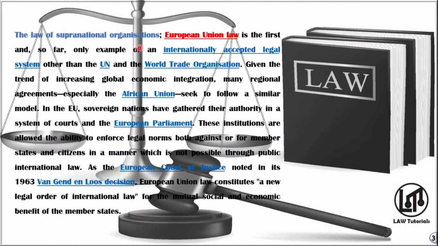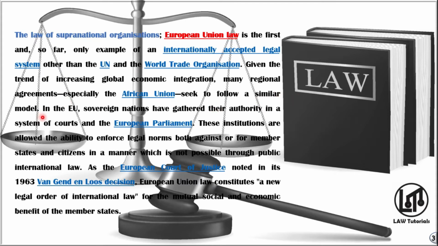The law of supranational organizations. Now let's look at the law of supranational organizations. The European Union law is the first and so far the only example of an internationally accepted legal system other than the United Nations and the World Trade Organization. Given the trend of increasing global economic integration, many regional agreements, especially the African Union, seek to follow a similar model.